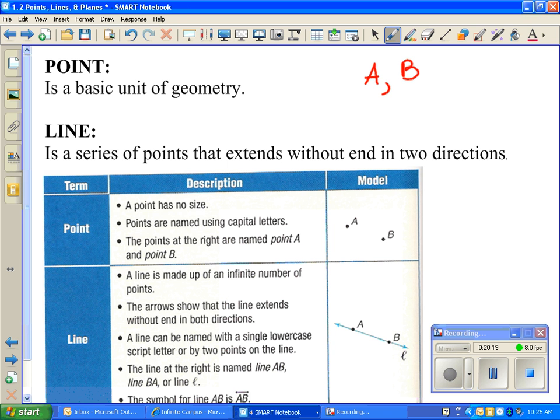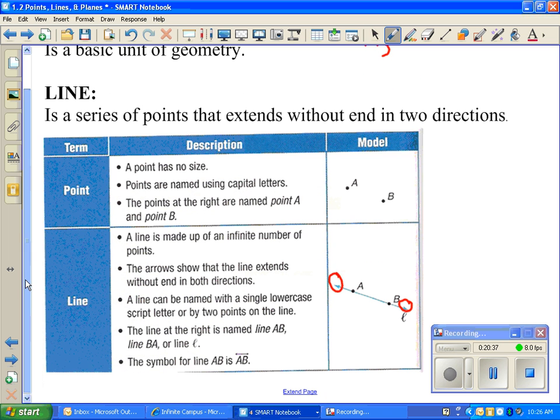A line. A line goes forever. Okay? You with me? Forever. Because it's got arrows. Thank you for noticing. He says they've got arrows. So if you're drawing me a line, make sure you have arrows on the ends, both ends.